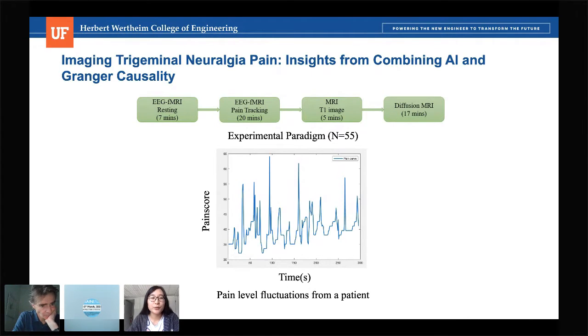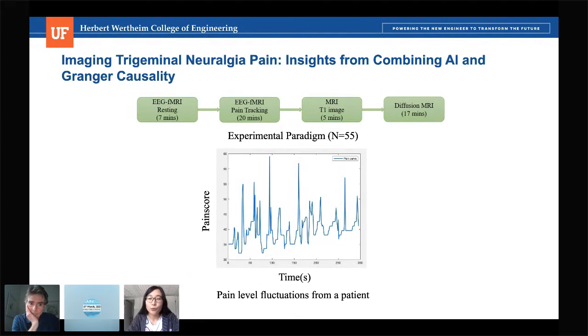We are doing simultaneous EEG-fMRI recordings. Our pipeline is divided into 4 parts. The first part is the resting period, which we'll take for 7 minutes continuously. After that, we'll do the pain tracking period for a continuous 20 minutes. In these 20 minutes, the patients have a tracking ball to track their current pain scores, in the range of 0 to 100.